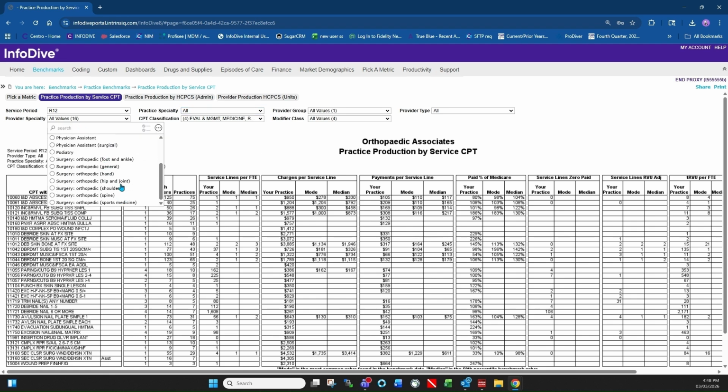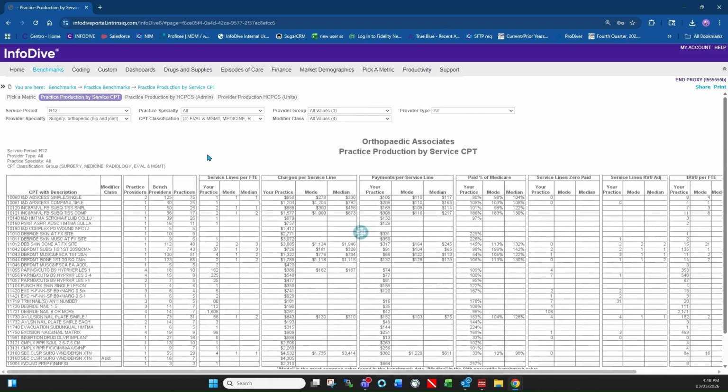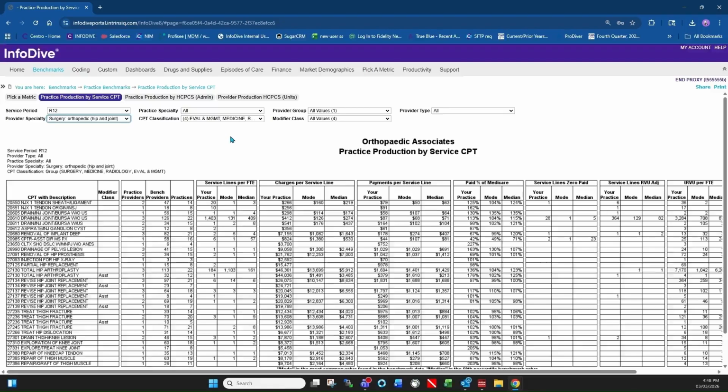So let's stick with what we've been doing. We'll go to hip and joint because that's what we've been focusing on. The CPT classification are all of the eval and management, medicine codes, radiology, and surgical codes. So again, we can see that that gives us a breakdown of all of these. It does give you a list of the practice providers that are performing those specific CPTs versus the number of benchmark providers that are also performing those, and the number of practices that those providers in the benchmark are located in.